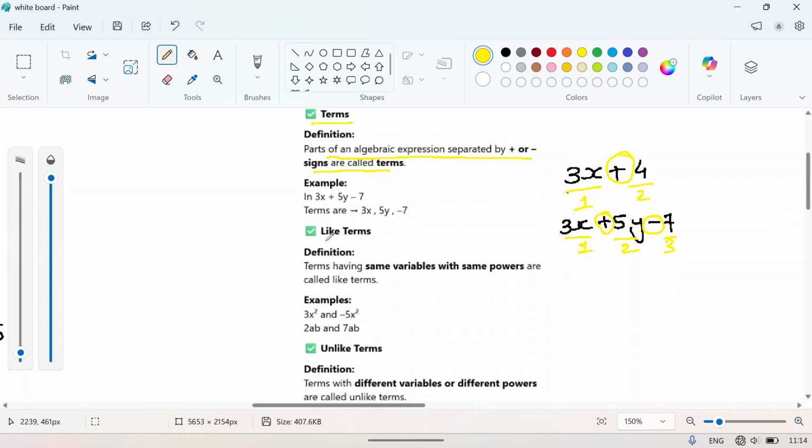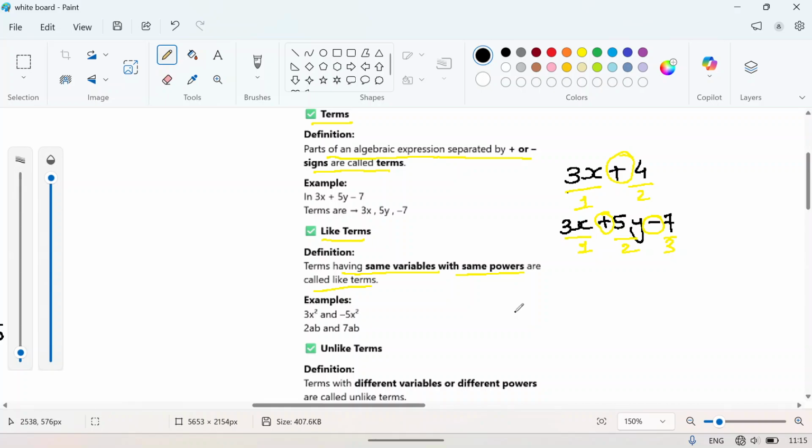Move to the next terminology, like terms. Like terms are those terms of an algebraic expression which have the same variable and the same exponents or power of the variable. It means the terms having the same variable with the same power or exponents are called like terms.